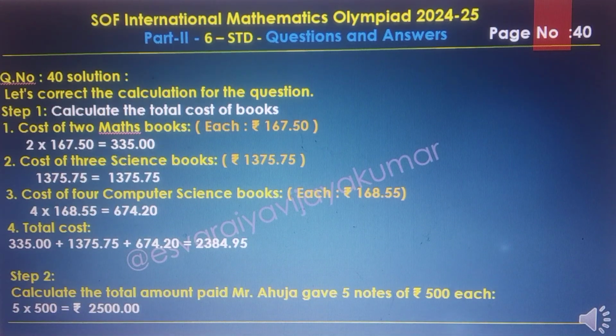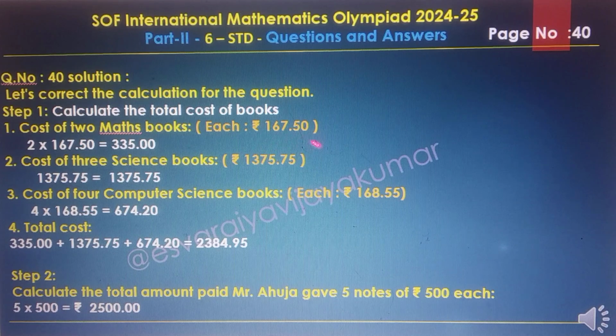The solutions of these equations. Let's do the correct calculations. Step 1: calculate the total cost of the books. The cost of 2 maths books at rupees 167.50 each: 2 into 167.50 we are getting 335.0. The cost of 3 science books is rupees 1375.75, the same value, 1375.75. The cost of 4 computer science books at rupees 168.55 each: 4 into 168.55 we are getting 674.20.